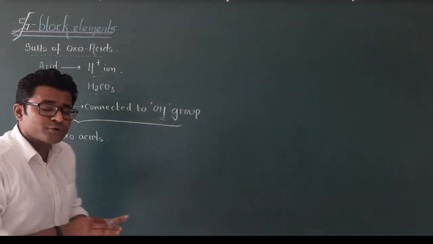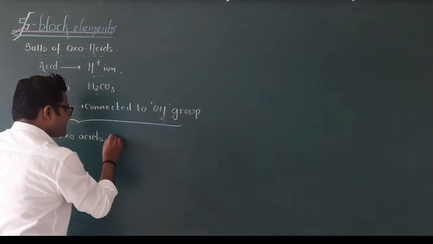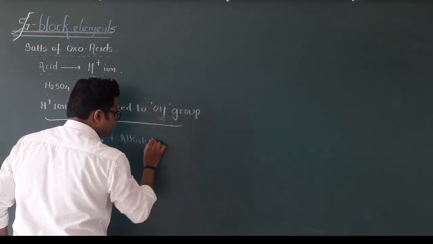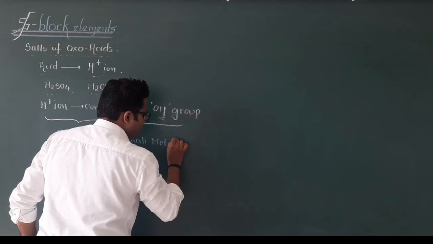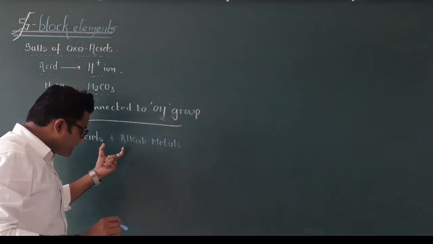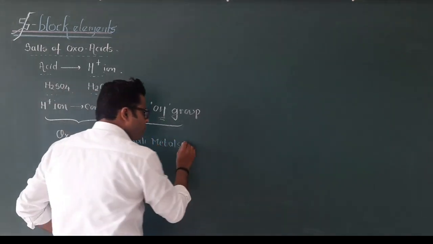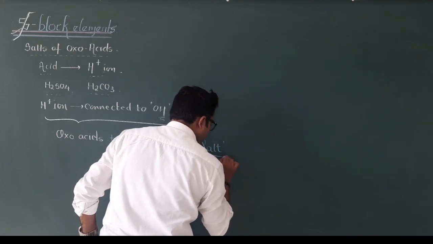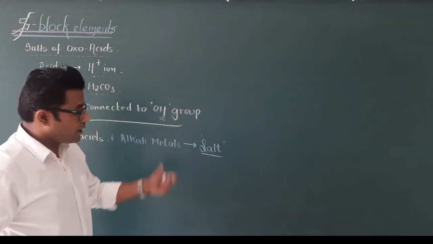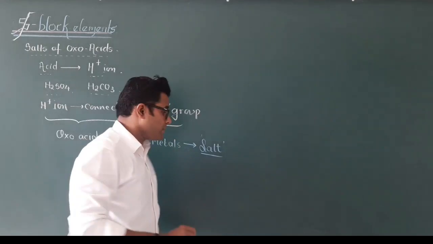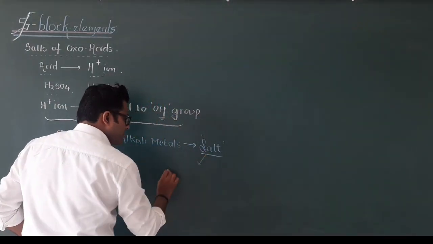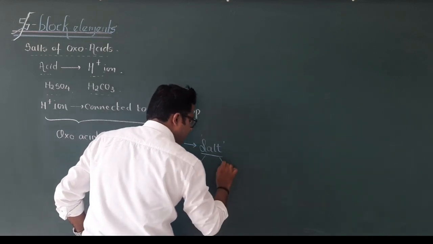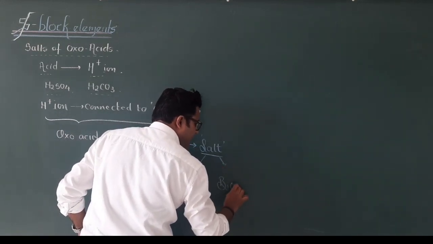Now, when we have an oxo acid and this oxo acid reacts with an alkali metal, the product of this reaction would be a simple salt. Now, this salt can be a carbonate or it can be a bicarbonate.